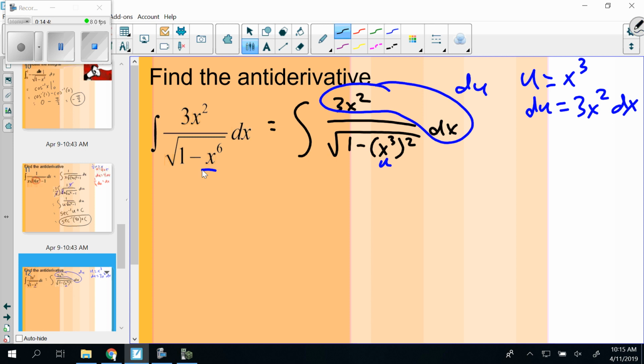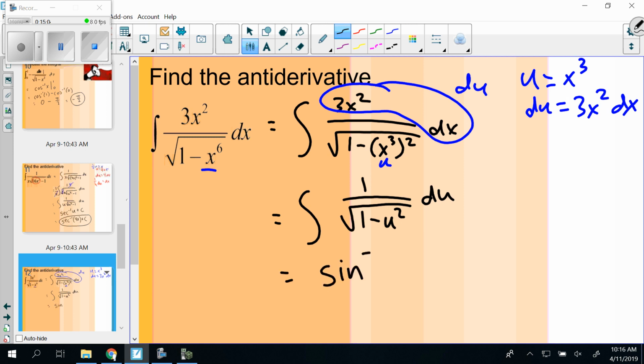So substituting, we're going to end up with 1 over the square root of 1 minus u squared du. And that is inverse sine. And so the antiderivative is inverse sine of u plus c. Now we got to substitute back in, and so the final answer is inverse sine of x cubed plus c.